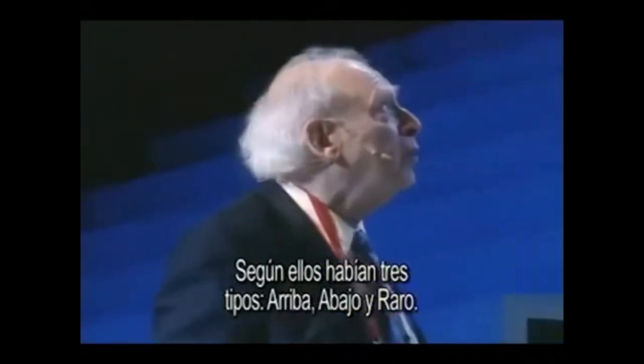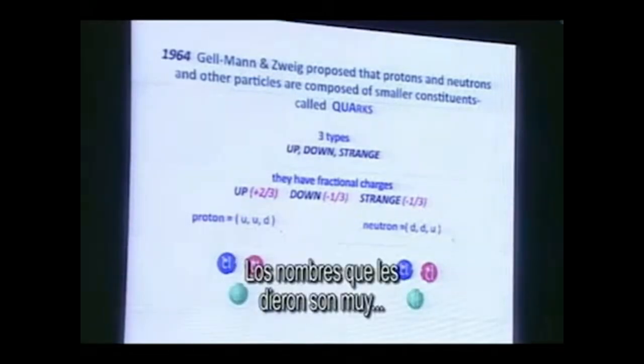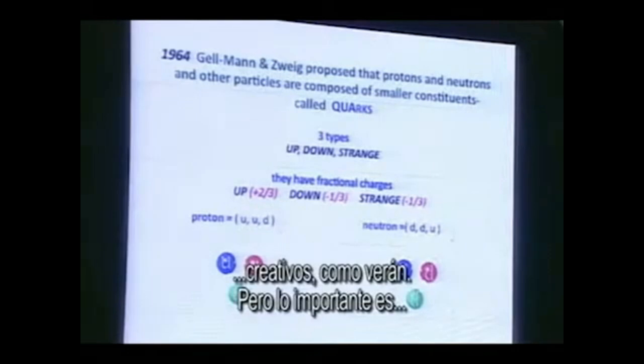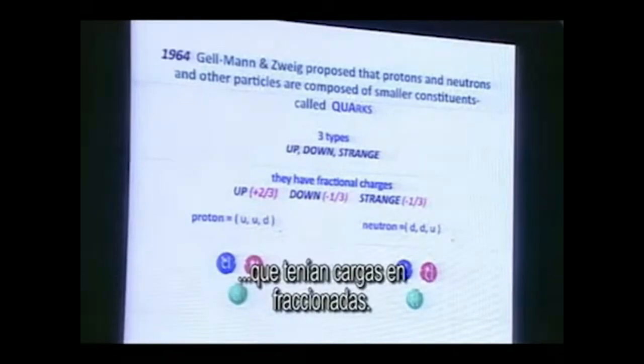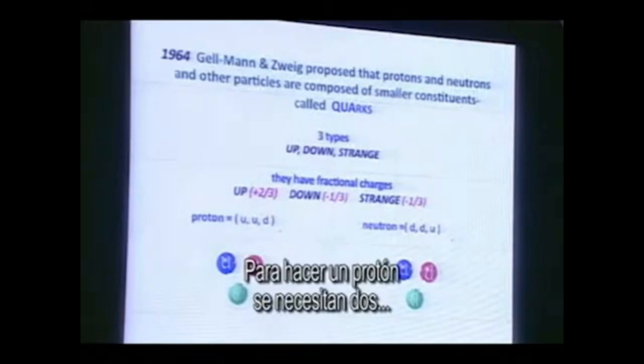And the funny thing about them, there were three types. They were up, down, and strange. These are the names they gave to these three quarks: up, down, and strange. Very imaginative, you can see. And what was really remarkable about them is they had fractional charge. The up was plus 2/3, and the down was minus 1/3, and the strange was minus 1/3. And you see, if you want to make a proton, you would have two up quarks and a down quark.